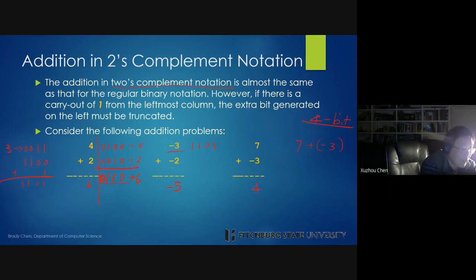Now what about -2? First the absolute value, which is 2, and you get 0010. Invert it and add 1. So it's 1110. This is the 2's complement notation.